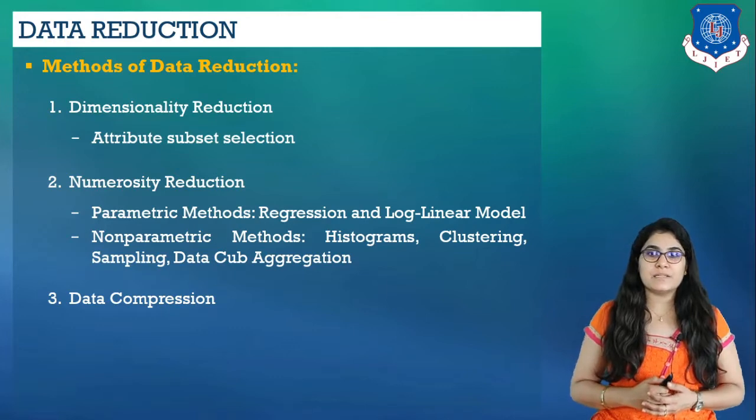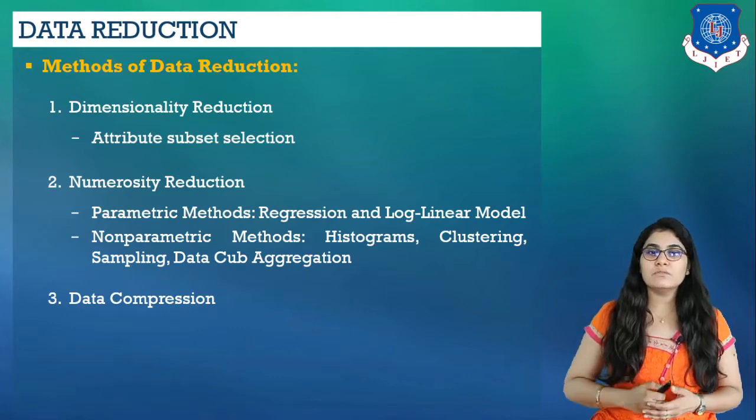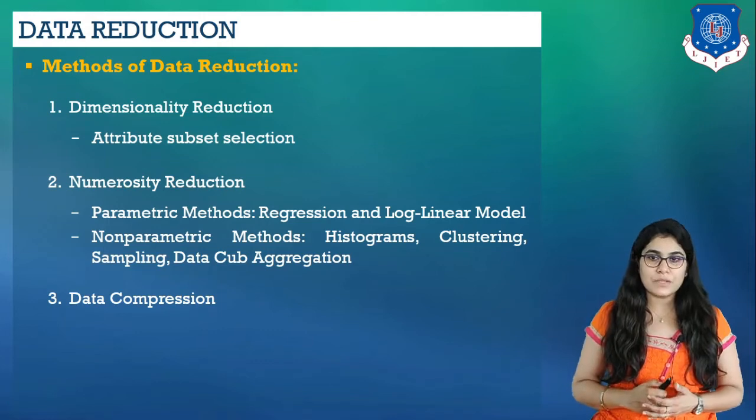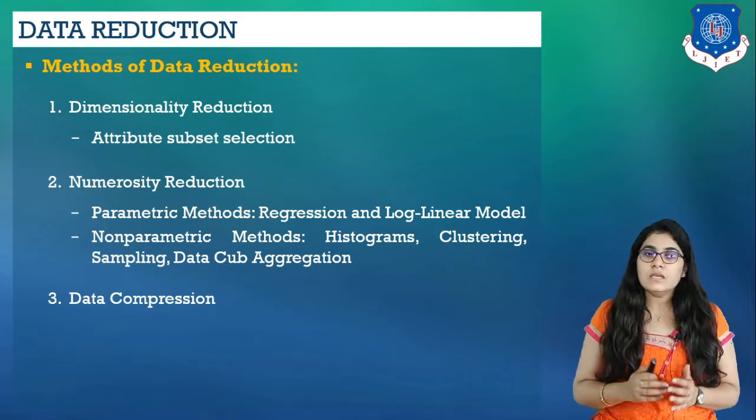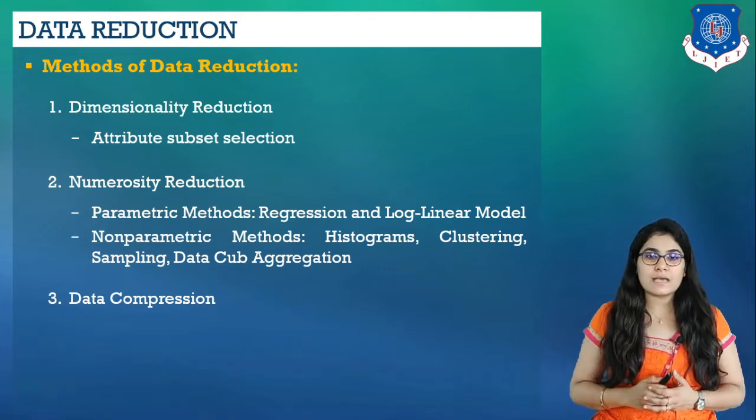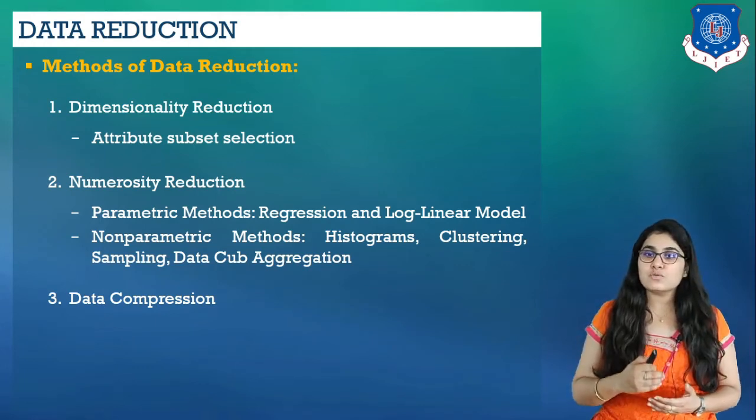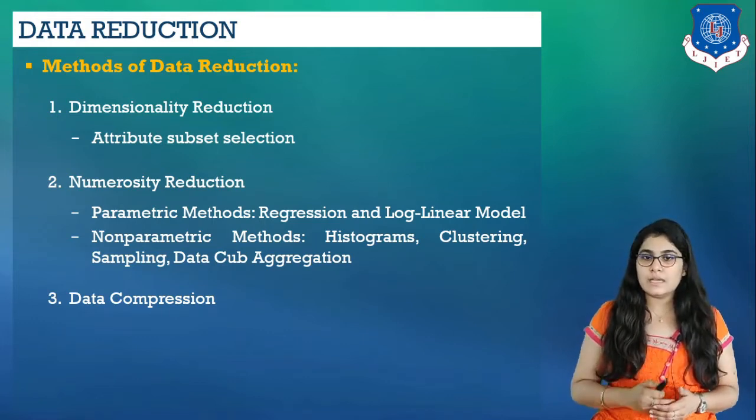Numerosity reduction techniques replace the original data volume by alternative, smaller forms of data representation. These techniques may be parametric or non-parametric. For parametric methods, a model is used to estimate the data so that typically only the data parameters need to be stored instead of the actual data. Regression and log linear models are the examples of parametric methods. Next, non-parametric methods for storing reduced representation of the data include histograms, clustering, sampling and data cube aggregation.